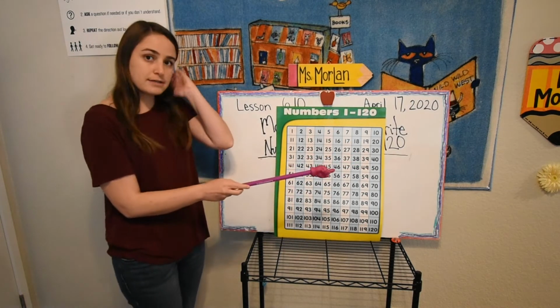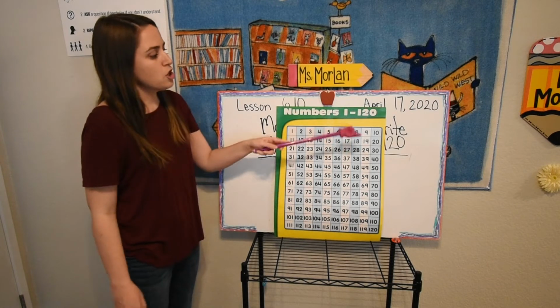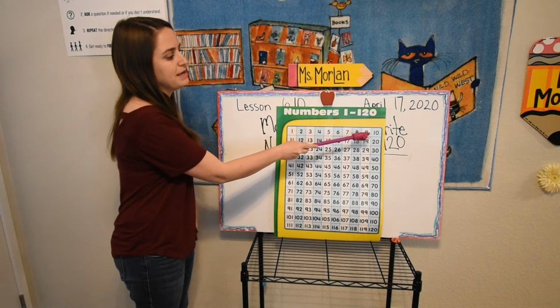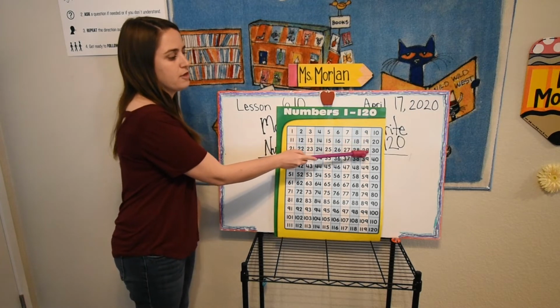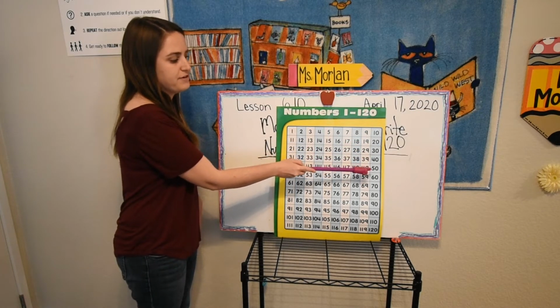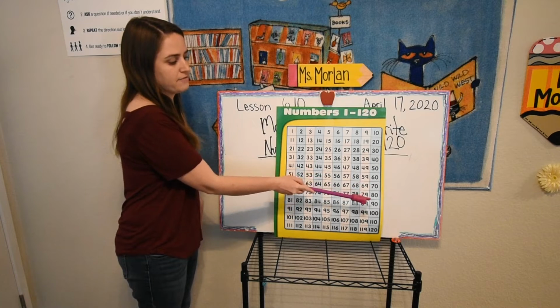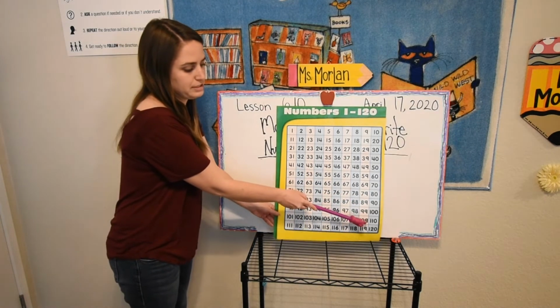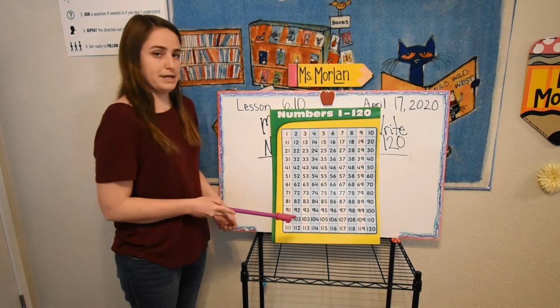So when you go down on the 120 chart, you are counting by tens. Okay, so let's practice together counting by tens, starting at 10. And I want everyone to do this with me. Ready? 10, 20, 30, 40, 50, 60, 70, 80, 90, 100, 110, 120.